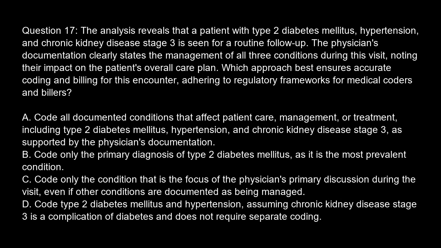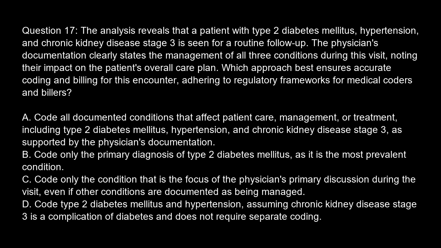Question 17. The analysis reveals that a patient with type 2 diabetes mellitus, hypertension, and chronic kidney disease stage 3 is seen for a routine follow-up. The physician's documentation clearly states the management of all three conditions during this visit, noting their impact on the patient's overall care plan.